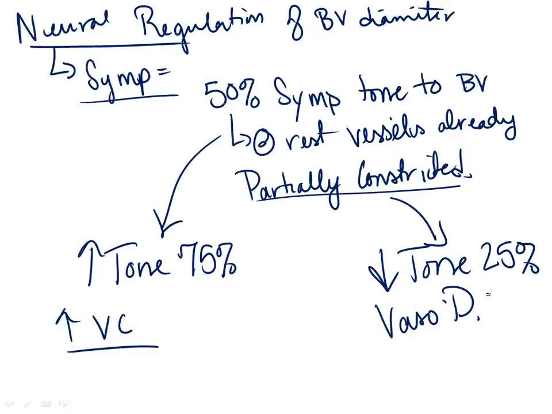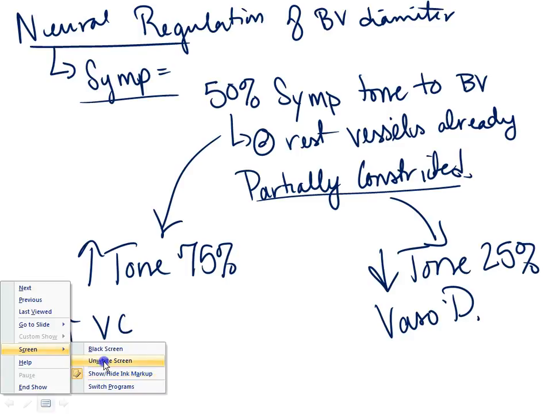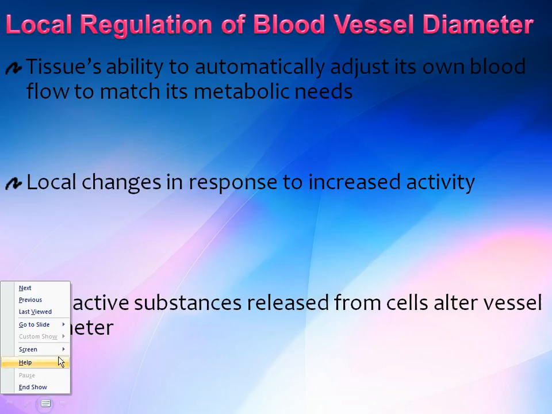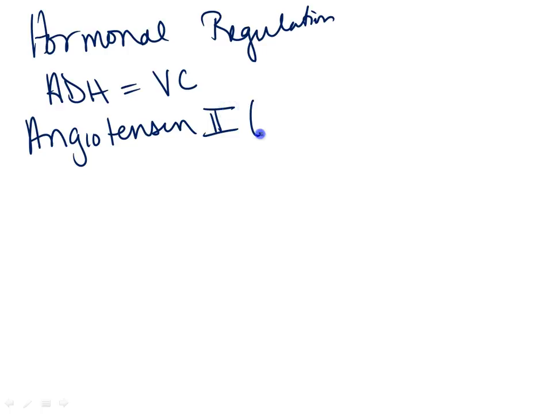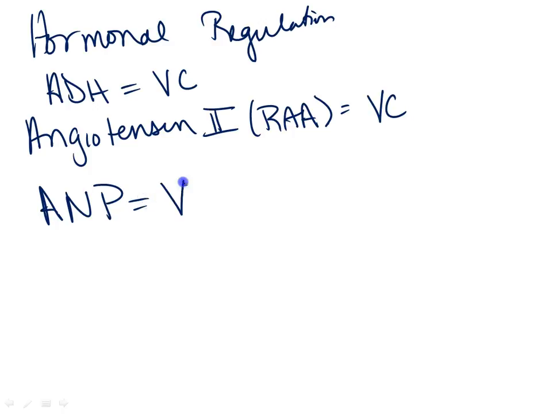Now, we also can hormonally regulate. There are three predominant hormones that can all adjust blood vessel diameter. We have ADH, antidiuretic hormone, which is going to cause vasoconstriction. We have angiotensin 2, which is part of the RAA pathway, which will also cause vasoconstriction. And finally, atrial natriuretic peptide, which is our vasodilator.